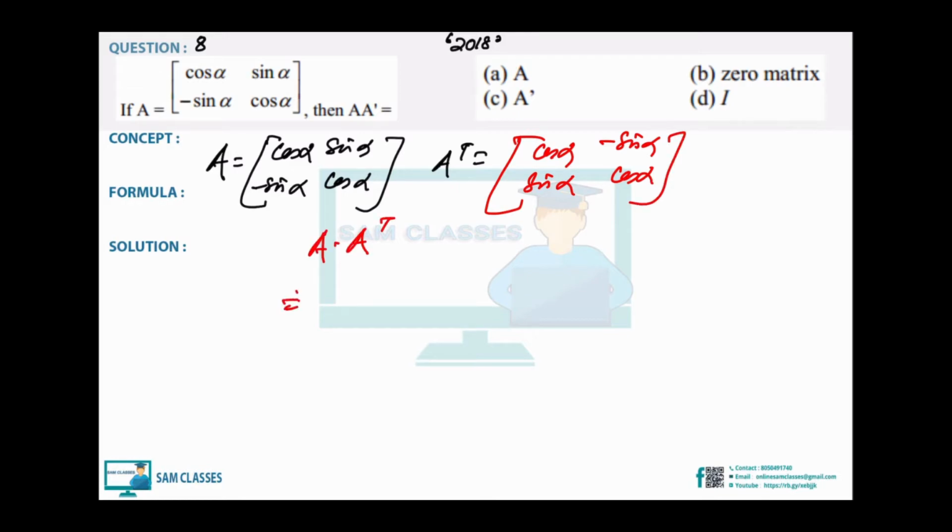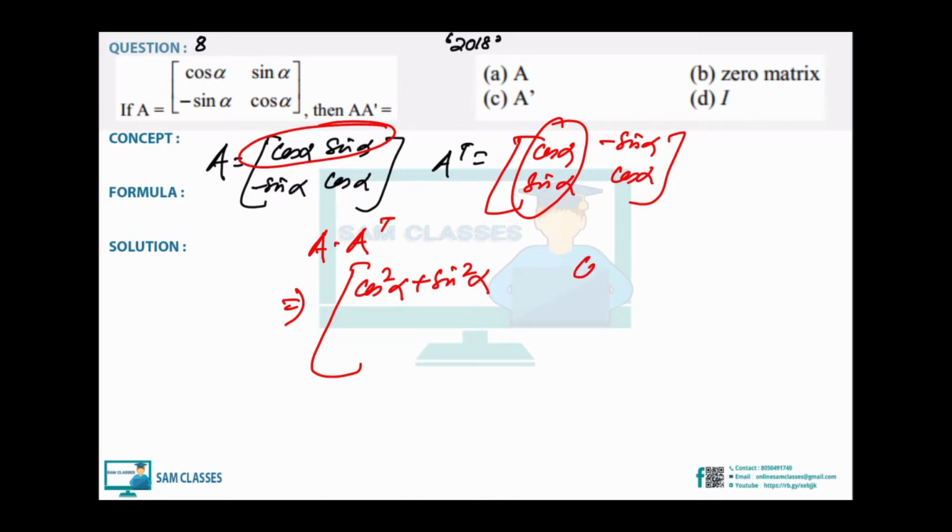So the moment you multiply first row, first column, what you will get, students? Cos square alpha plus sin square alpha. Correct. And when you multiply this, you will get cos alpha sin alpha minus sin alpha cos alpha. Correct. If you multiply this, you'll get that same thing, sin alpha cos alpha. So you don't have to solve the whole thing.